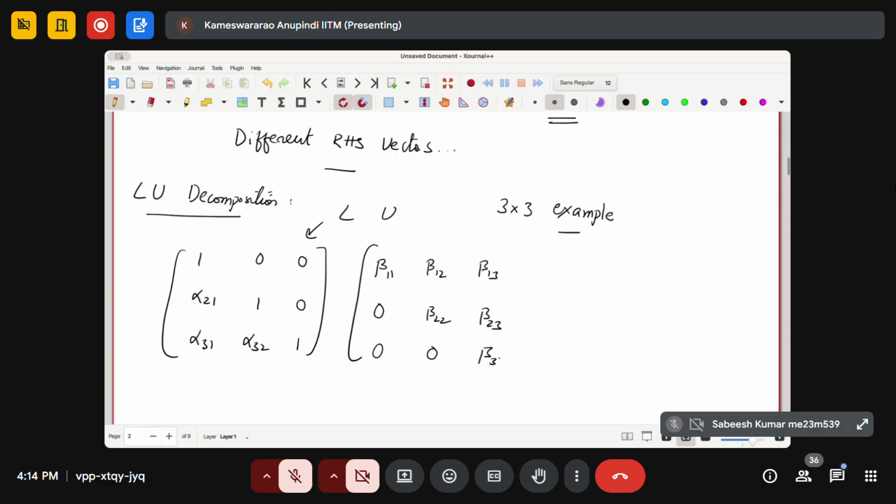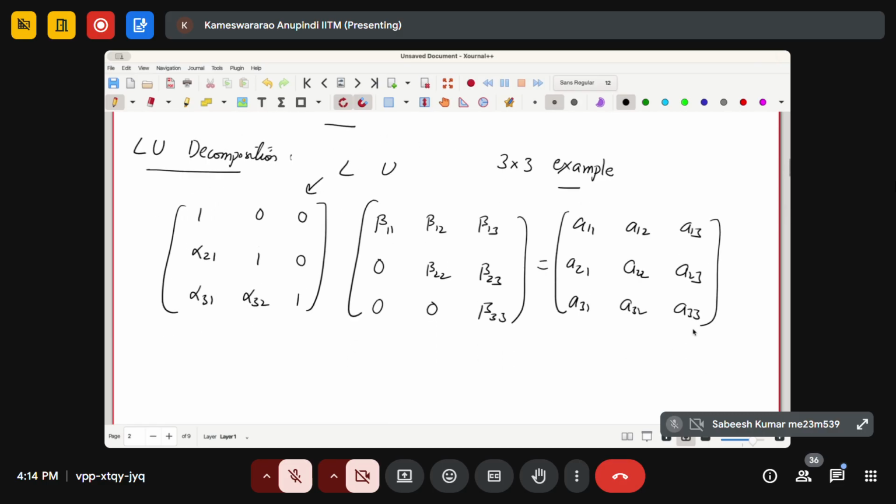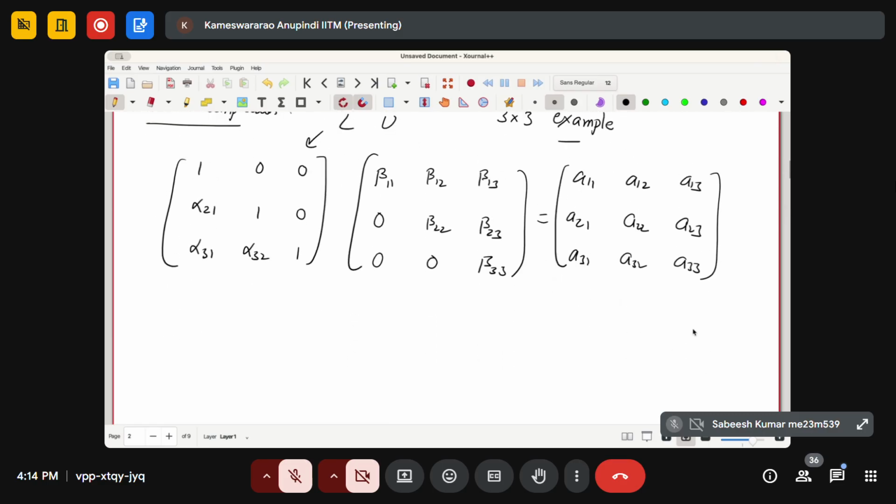And then beta 33. Okay, so that's what I have. And then the product of this should basically give me some matrix that is A11, A12, A13, A21, A22, A23, A31, A32, A33. Okay, that's what we have. So then what we want to do is derive a small algorithm from this small 3 by 3 matrix.